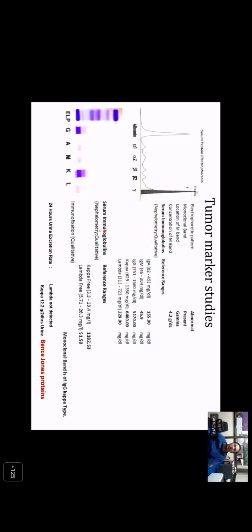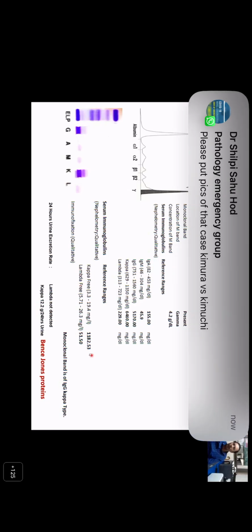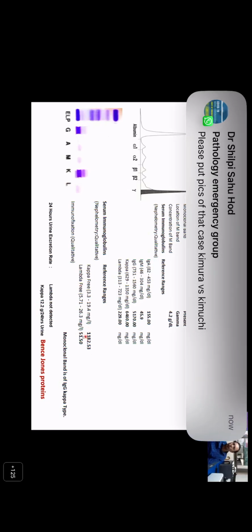When they have done the free light chain assay, that is, the light chains which are free, not bound to the heavy chains, if you look at kappa and lambda, the kappa is significantly increased, almost more than 1000 as compared to the lambda.